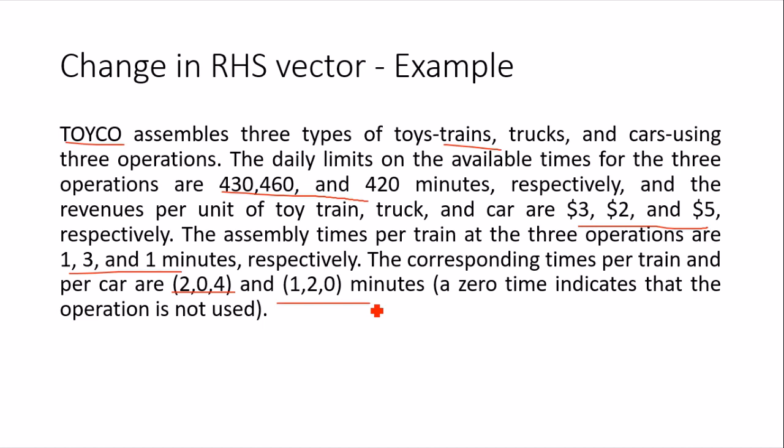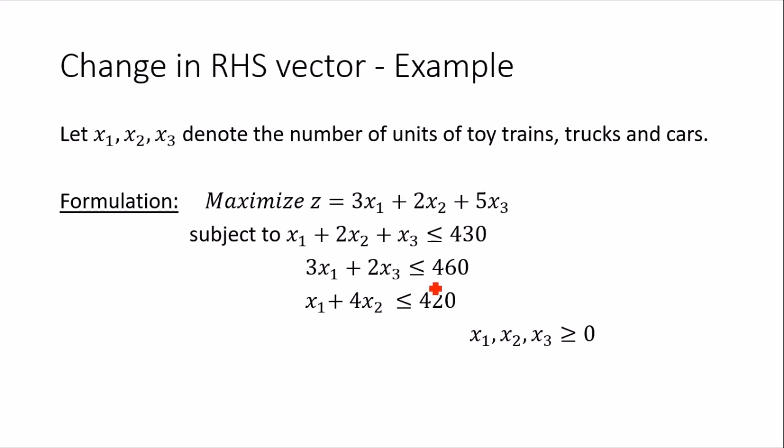Reading this statement, very easily I'll be able to write the formulation of this. So I got this formulation. Because there are three toys, I have taken three variables, x1, x2, x3, to denote the number of units of trains, trucks and cars, and so this is the formulation. Usually we are given the LPP, and then we formulate it. In most of the questions we are always given the linear programming problem. Okay, so that's the formulation part.